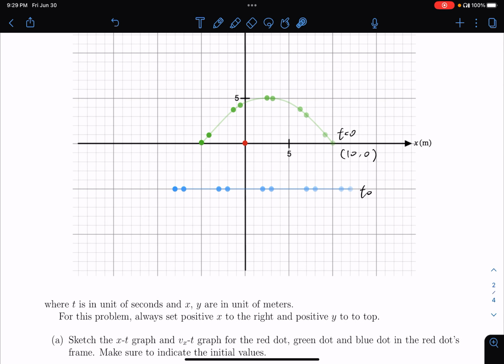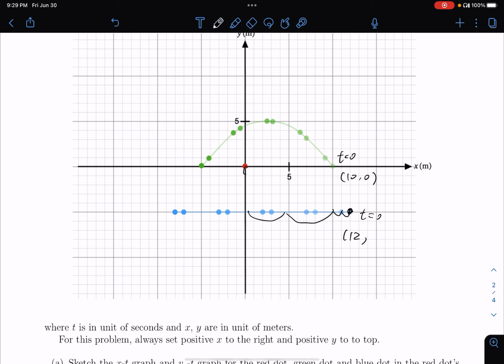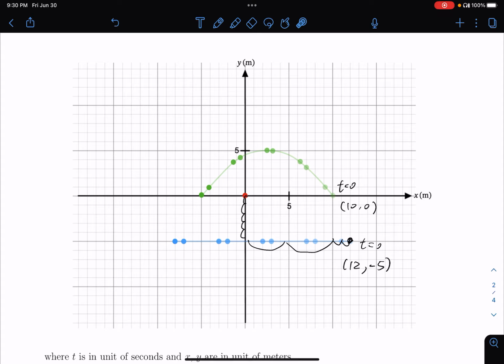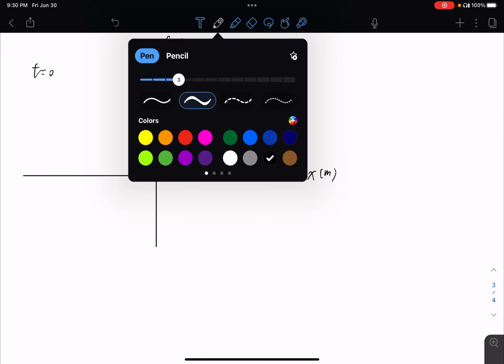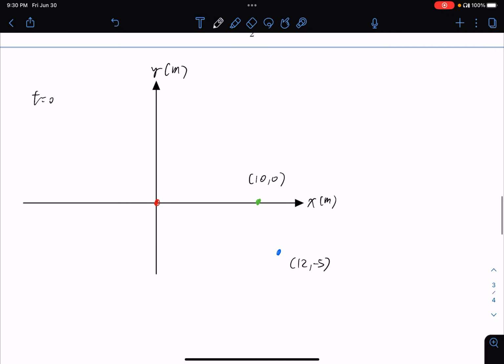For the blue dot, we can again count. Here is 5, here is another 5, so we have 5, 10, 11, 12. The blue dot has x position 12 at t equals 0. This is where the blue dot is at t equals 0. And if you look at the y position, it goes down by 1, 2, 3, 4, 5. So it is negative 5 because it is on the negative part of the y-axis. So it's 12, -5.